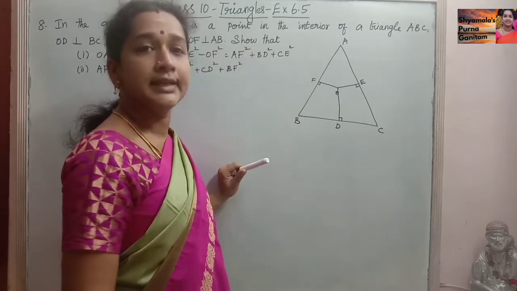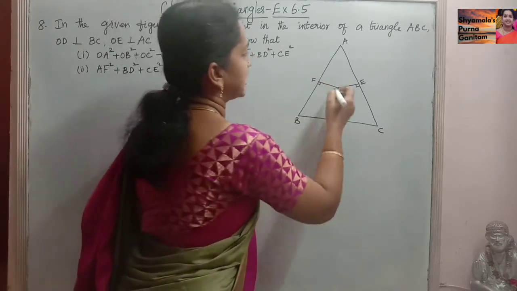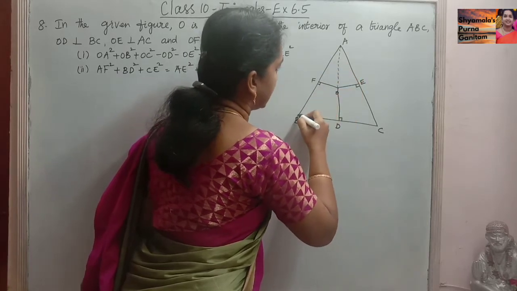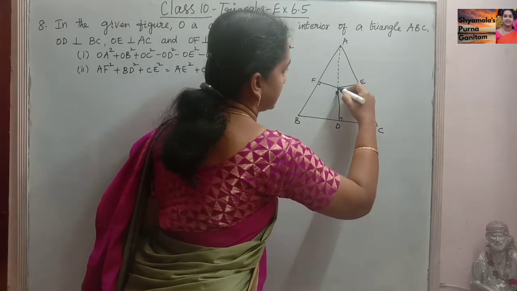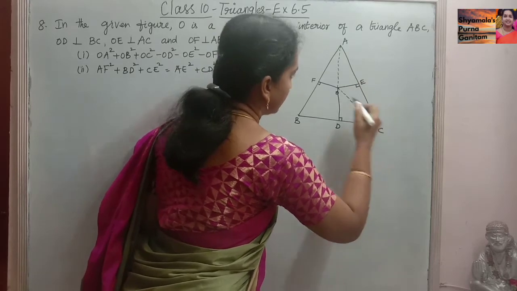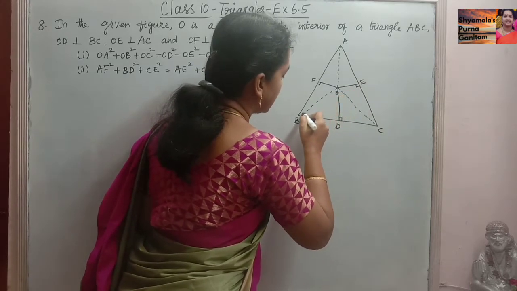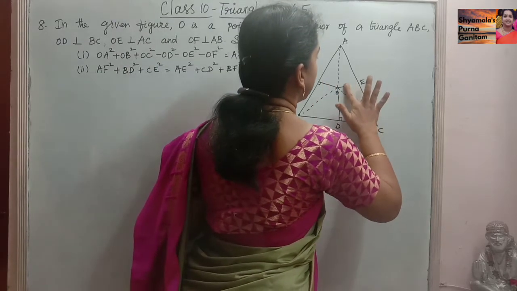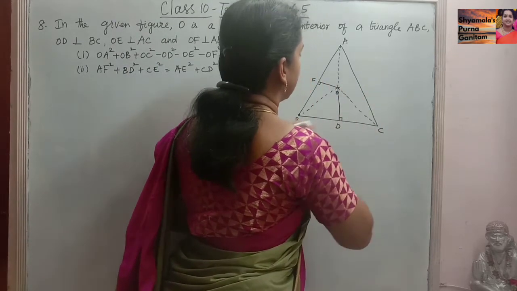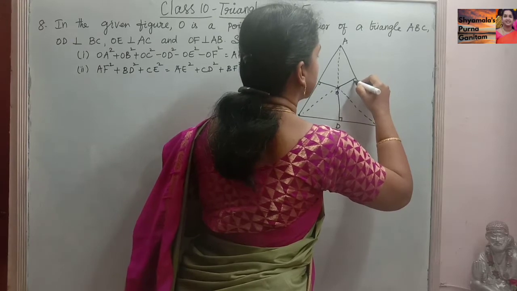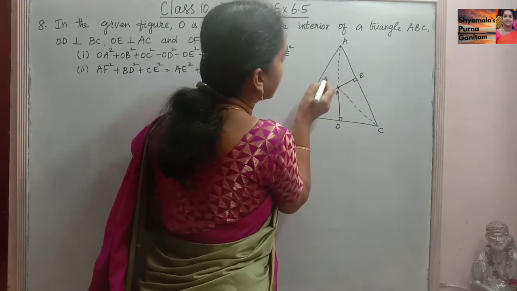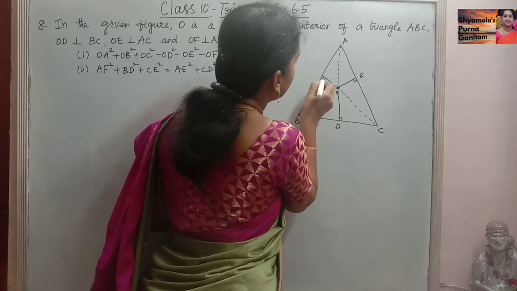For getting the result, we will extend this line. We will extend all the perpendicular lines on all the sides. Since it is a straight line, we will join the lines like this. This is perpendicular. Same way here also. Perpendicular line AF.